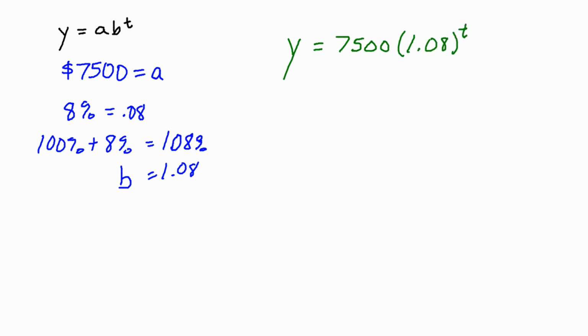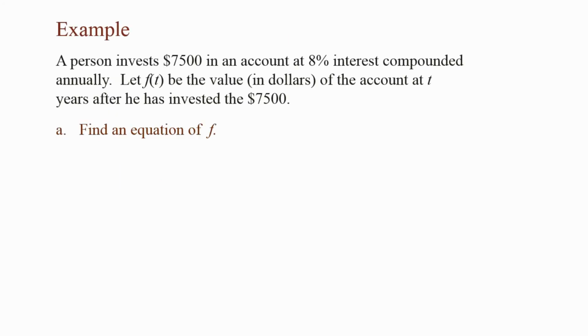So your initial investment will be your a. Your rate is going to equal your b, but the rate needs to include not just the interest earned, but how much is there before the interest is accrued. So 108%. So writing our equation in terms of f of t, we have f of t equals 7500 times 1.08 to the t power.